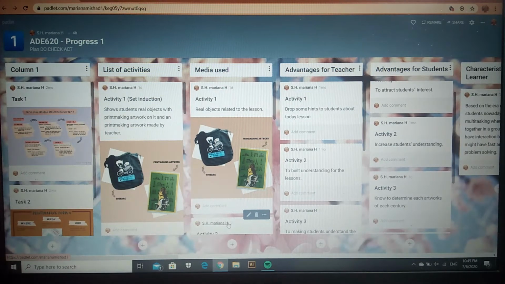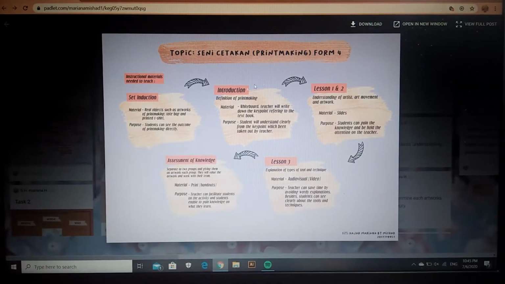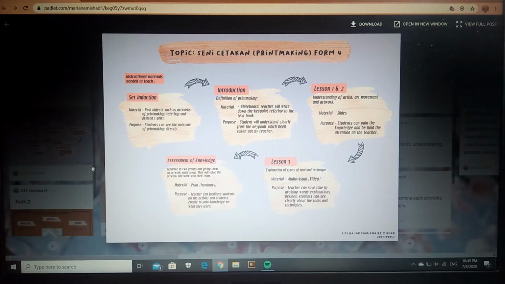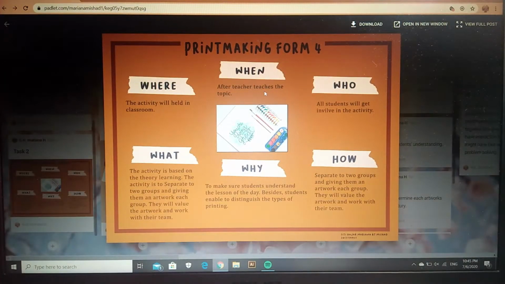So today I will talk about my progress 1 on Padlet. I will talk about column 1 first. So these are the tasks that we have done before. This is about the material and the purpose of using the material. And then task 2 is about 5W and 1H on the material.